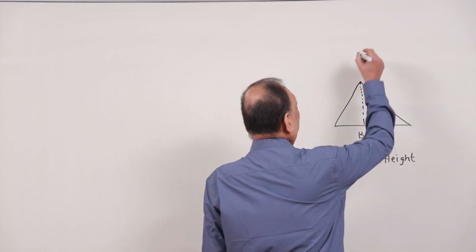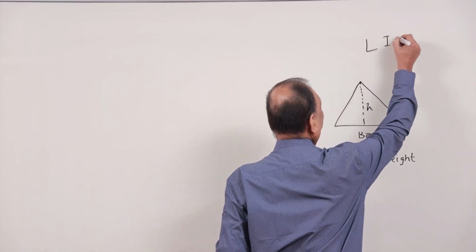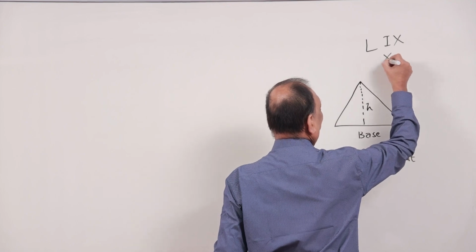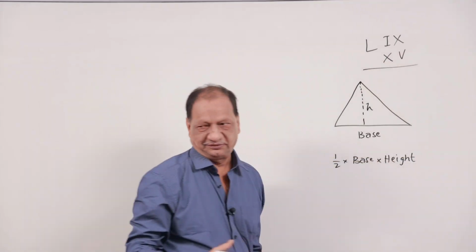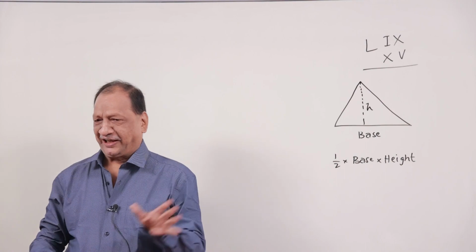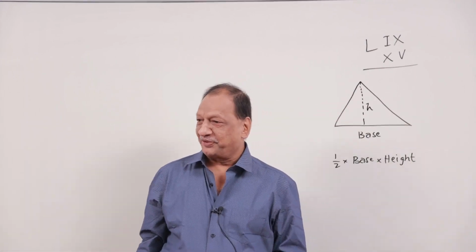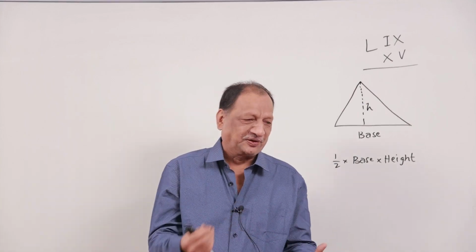For example, please add LIX to XV or something. Some stupid addition like that. That itself is going to be an effort, doing that computation. So obviously they were worried about the number of computations also.